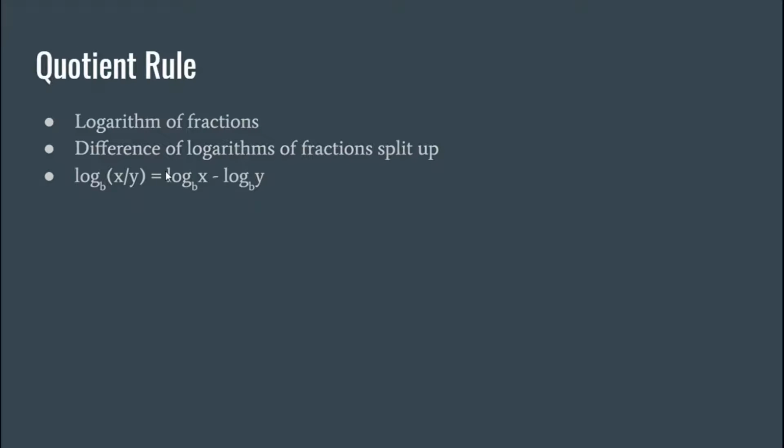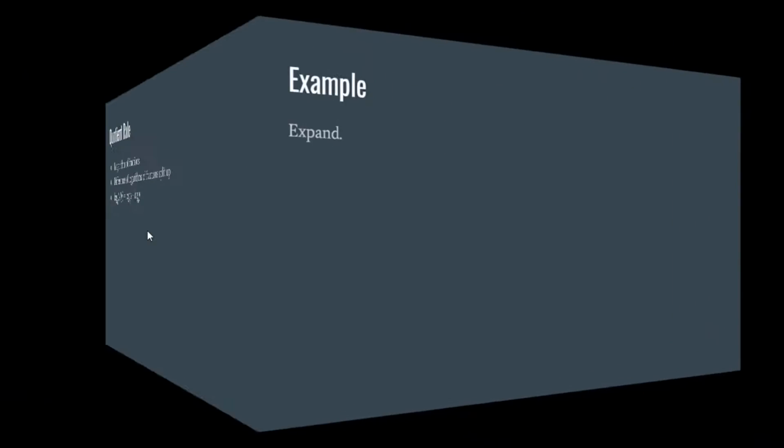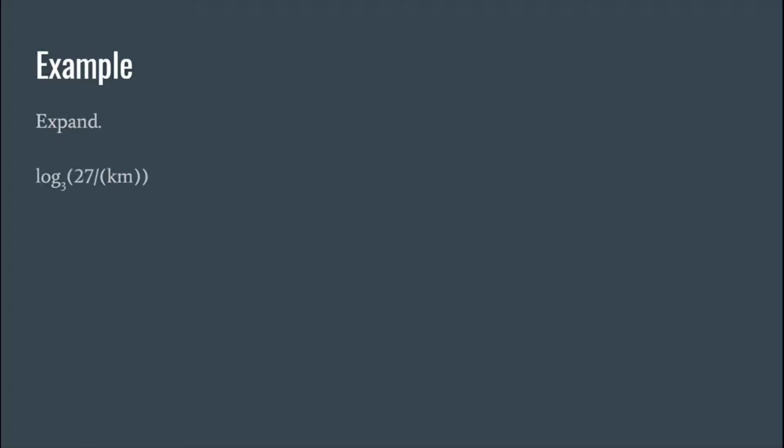So similarly, if there was a z on the bottom, you would also have a minus a log base b of z. Okay, and just like the product rule, these can go back and forth. So if you have something expanded like this, you can condense it to a fraction. Okay, so let's check out some examples. Okay, so we're going to expand these.